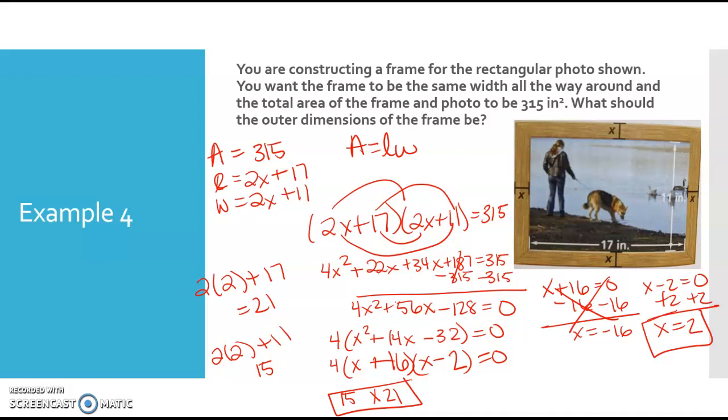That was a lot. If you're confused on where I got the 2x from, maybe you see the 17, but you're like, I don't get the 2x's. Feel free to come talk to me, but really what it is I have one x over here and one x over here, so that becomes 2x's.